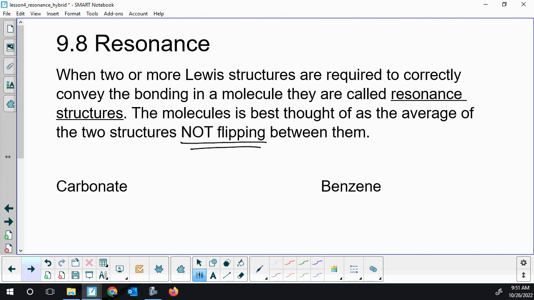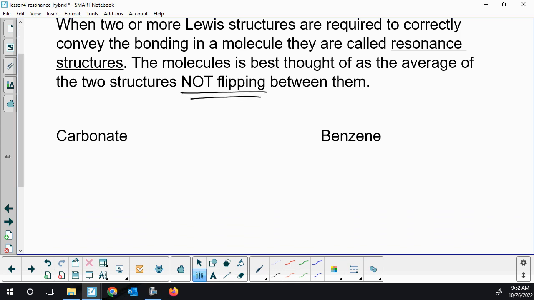We're going to look at carbonate that we've looked at already, and benzene that we haven't looked at, but it's super important for grade 12 chemistry, so I want to kind of prepare you for that ahead of time. So I'm going to start with carbonate with its resonance structures. I'm not going to go through all the steps to draw out carbonate. It's in your notes already. It's in a previous lesson.